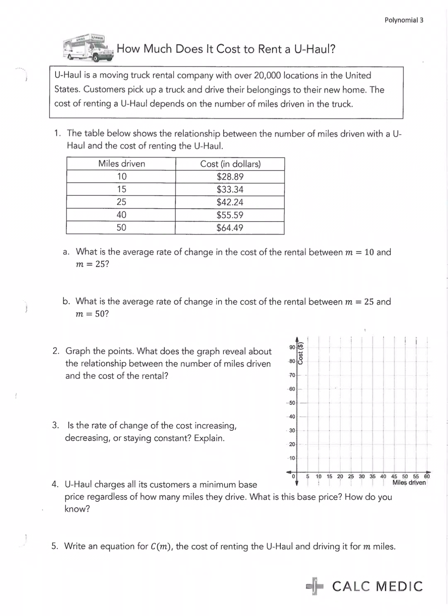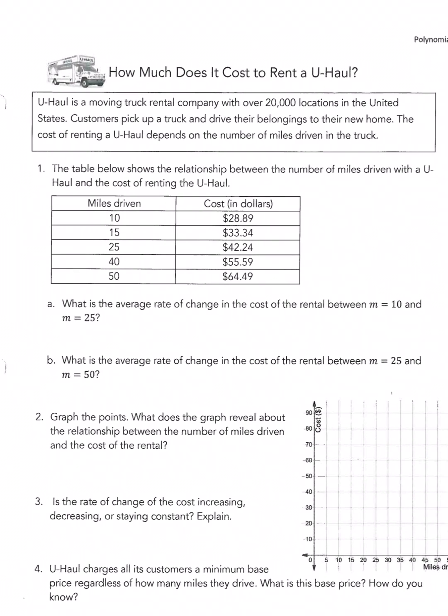It says, how much does it cost to rent a U-Haul? Of course, a linear function graph says what? Yeah, I hope you said a line. Linear meaning line. U-Haul is a moving truck rental company with over 20,000 locations in the United States. Customers pick up a truck, drive their belongings to their new home. The cost of renting a U-Haul depends on the number of miles driven in the truck.